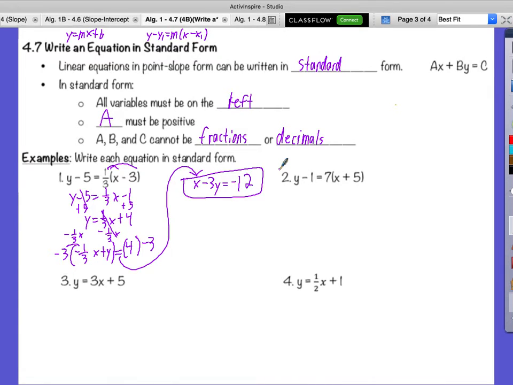Okay? So now we have this in standard form. When it's in point slope, you first actually need to get it to slope intercept, and then from there, we can continue. Questions on that one?